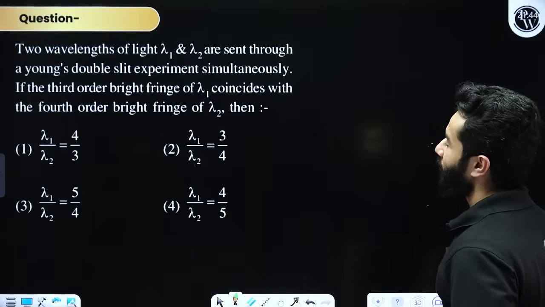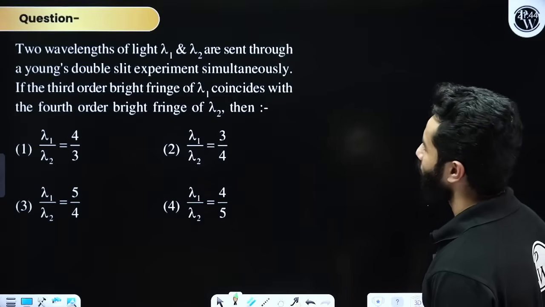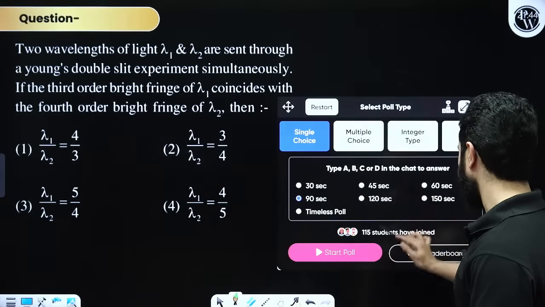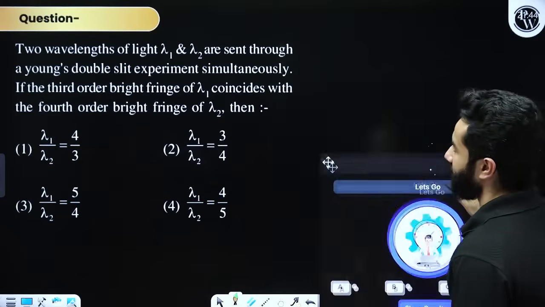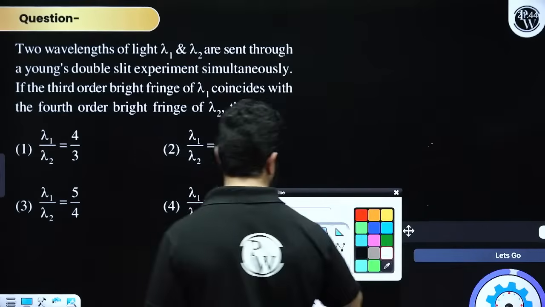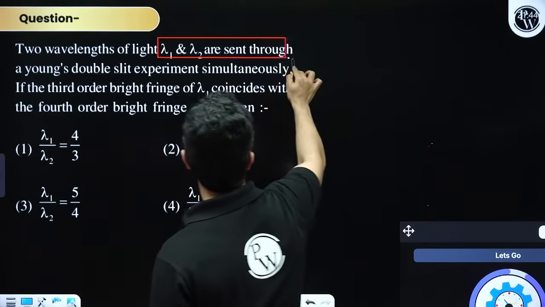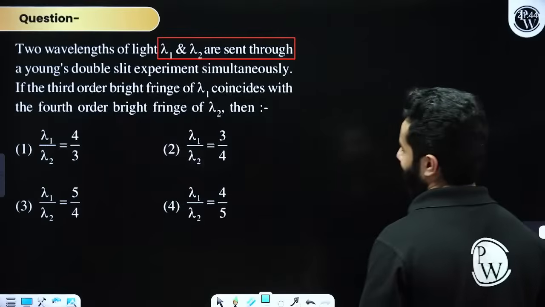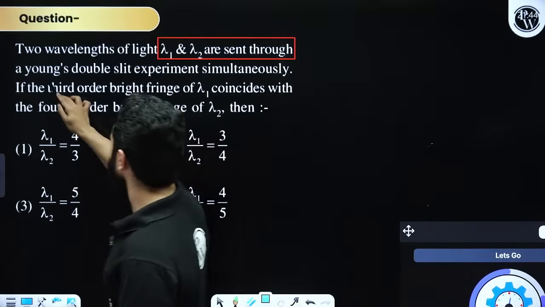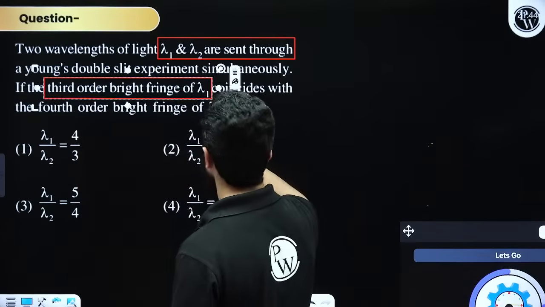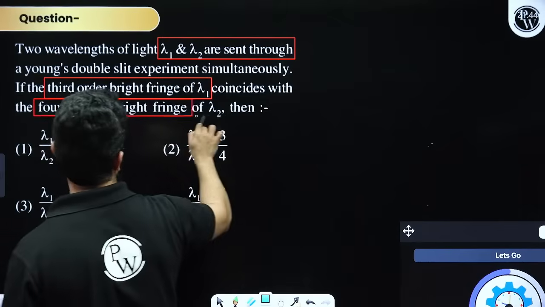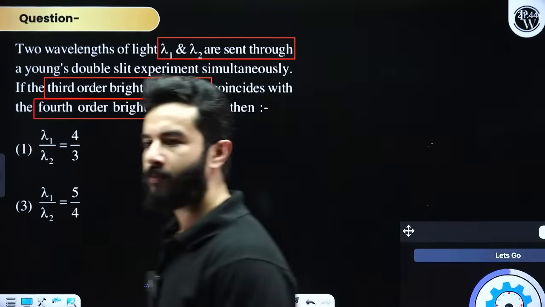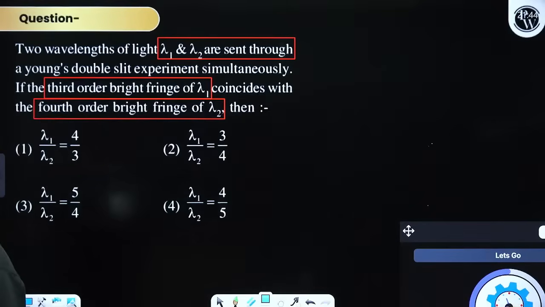Chalo, two wavelengths of light, lambda 1 and lambda 2, are sent through a Young's double slit experiment simultaneously. Chalo, this is not that difficult. 60 seconds will be more than sufficient. Let's start. You have got two wavelengths, lambda 1 and lambda 2, used for a YDSE simultaneously. If the third order bright fringe of lambda 1 coincides with the fourth order bright fringe of lambda 2, then you have to find out the answer. Quick. Any doubt from the last question?